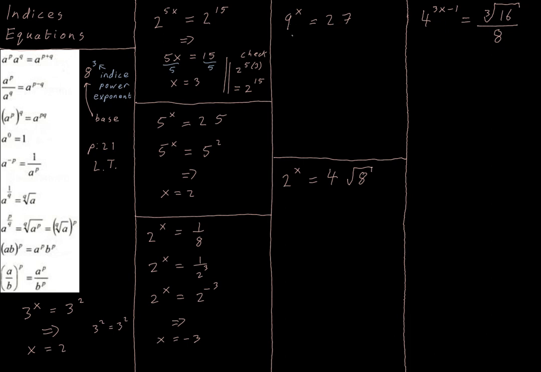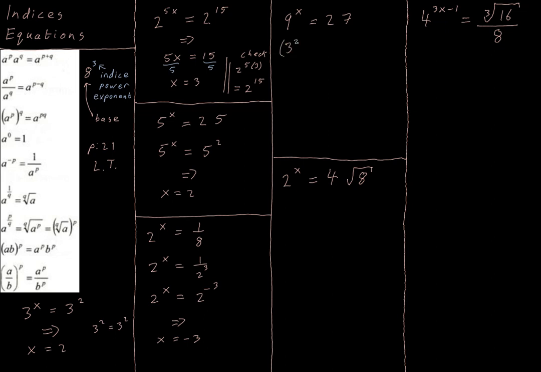And what I can say is, well, I can write 9 as 3 to the power of 2, and I can write 27 as 3 to the power of 3. So I can write both of these numbers as powers of 3. And that will mean that I can get the same base is equal to the same base and then equate my powers. So let's do that.